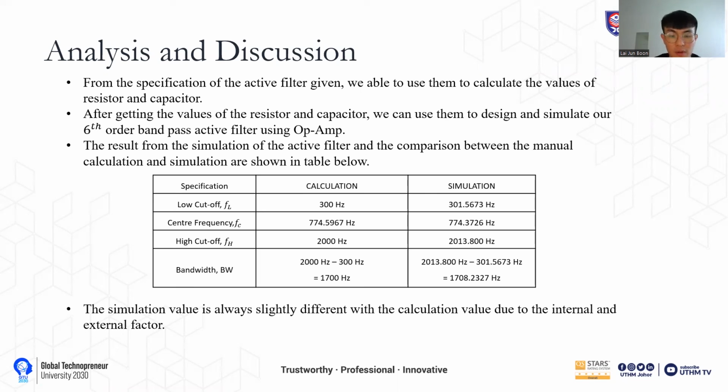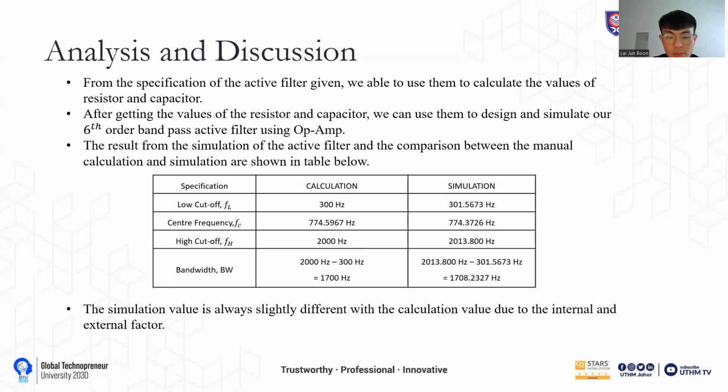So the values of our group are a mid gain of 94, while the value of the low cutoff is 300 Hz, and the value of the high cutoff is 2 kHz. From the specification of the active filter given, we can use them to calculate the value of resistor and capacitor. After getting the values, we can use them to design and simulate our sixth-order bandpass filter. The results from the simulation of the active filter and the comparison between the manual calculation and simulation are shown in the table below.